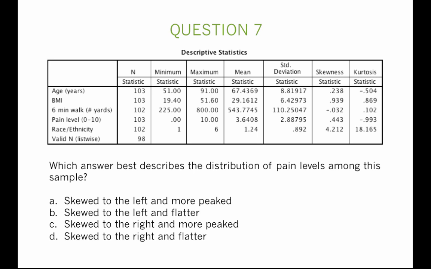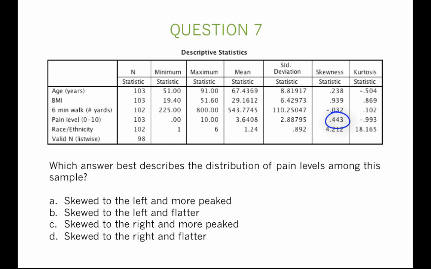So what would we need to know in order for us to answer this question? Well, we see our possible responses: skewed to the left and more peaked, skewed to the left and flatter, skewed to the right and more peaked, skewed to the right and flatter. So what would we need in order for us to answer this, given the responses we have? Do we need to look at the number of people, the minimum, the maximum? We need to look at skewness and kurtosis. So let's look at skewness first. What is our skewness statistic for pain levels?